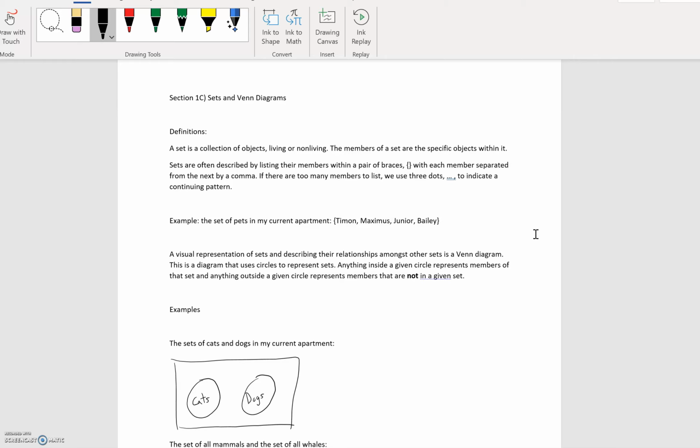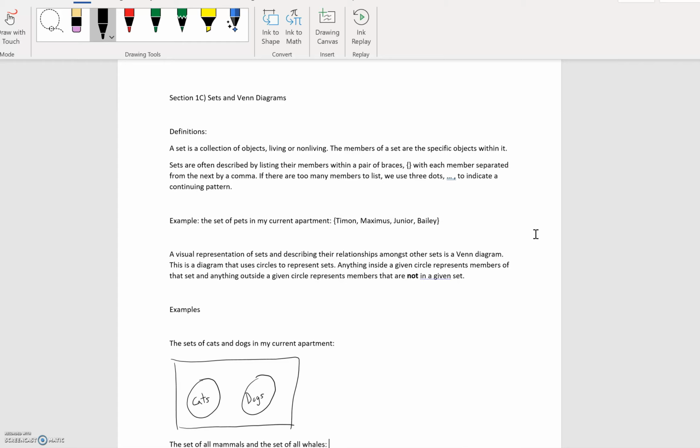In section 1C, you are dealing with sets. A set is a collection of objects, living or non-living. The members of a set are the specific objects within it. Sets are often described by listing their members within a pair of braces, with each member separated from the next by a comma. If there are too many members to list, we often use 3 dots to indicate a continuing pattern. So to give you a quick example, you have the set of pets in my current apartment.